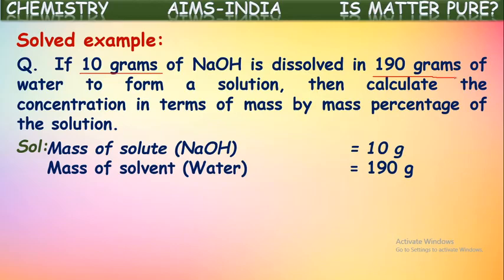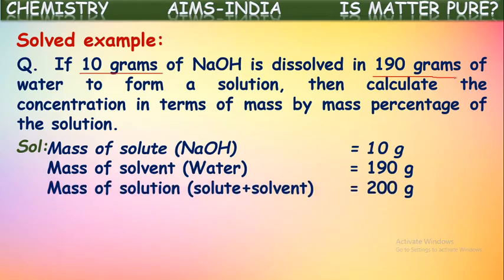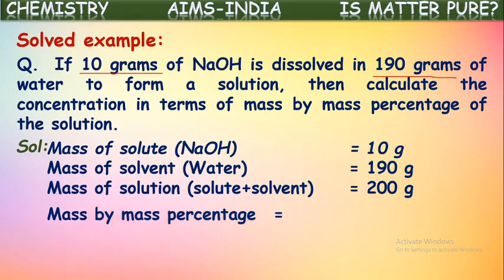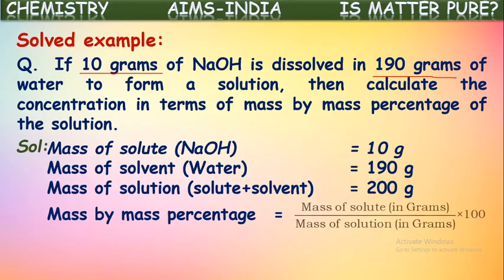How? The sum of the mass of solute and mass of solvent gives the mass of the solution. So mass of solution is equal to solute mass plus solvent mass. In total it becomes 200 grams. So the mass of solution also we found here. Now let us see the formula to be used to calculate the mass by mass percentage of the solution. What is that? Mass by mass percentage is equal to mass of solute by mass of solution into 100.